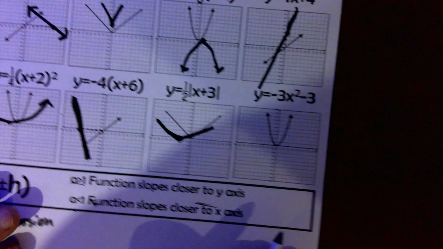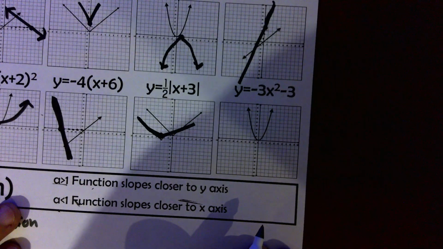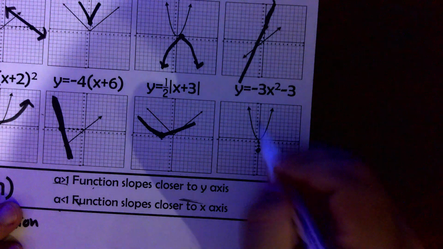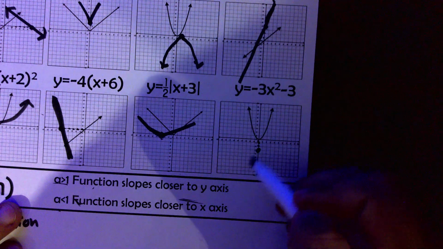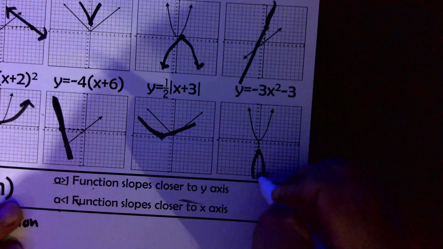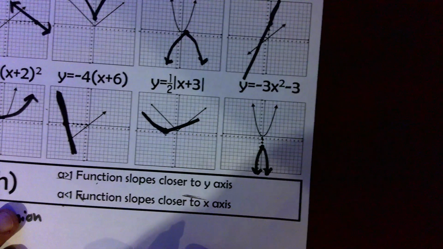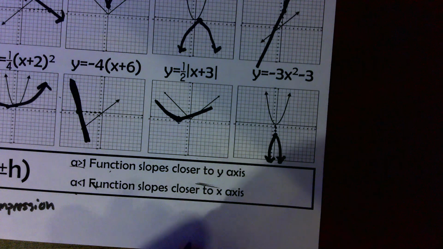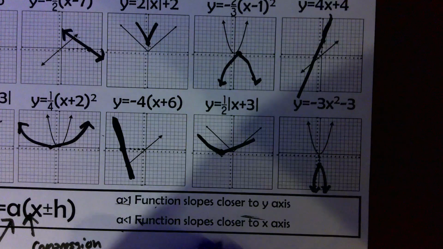than the previous one. And then finally, negative 3x squared minus 3. We're going to go down 1, 2, 3. And then negative, so it's upside down, and the 3 means super skinny. Something like this. And that's it. Those are the 3 transformations that we need to remember that tells us what to do with our functions.